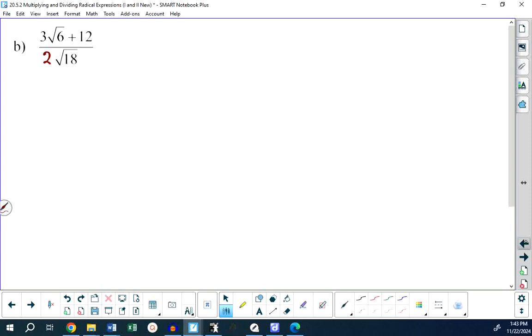Okay. Let's simplify root 18. Give some thought as to why root 18 is 3 root 2.